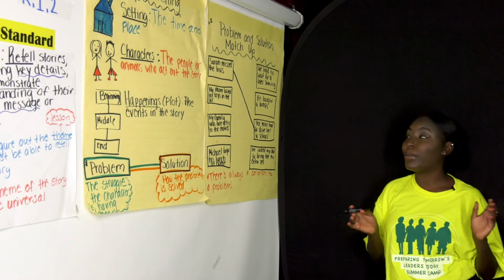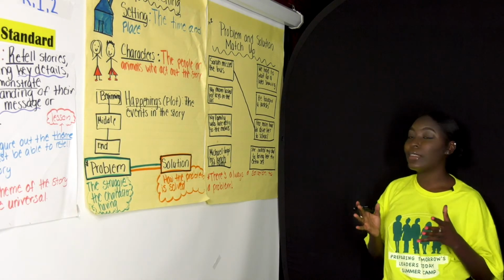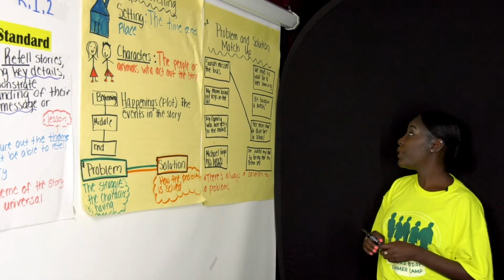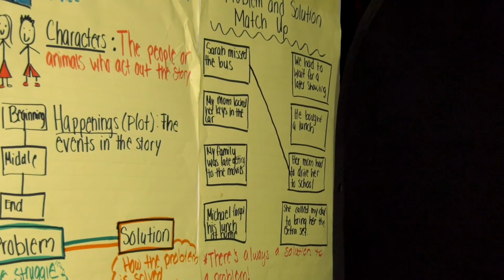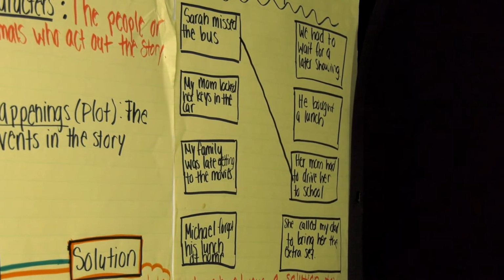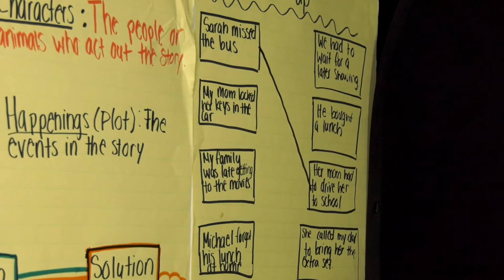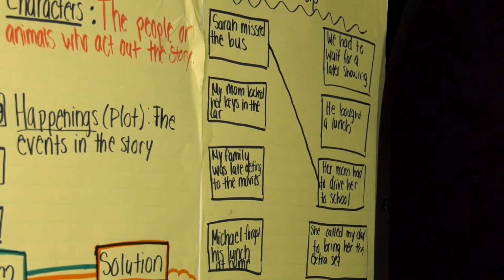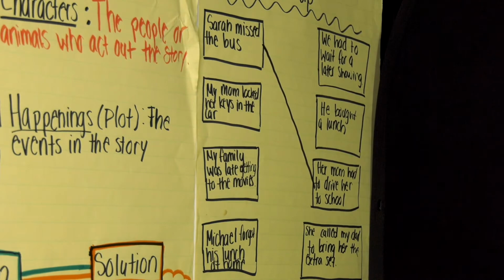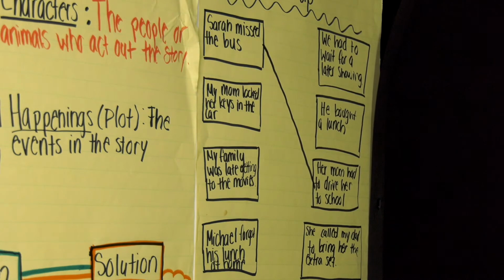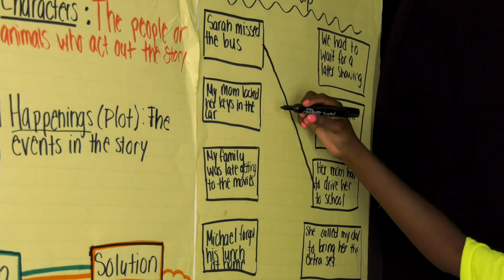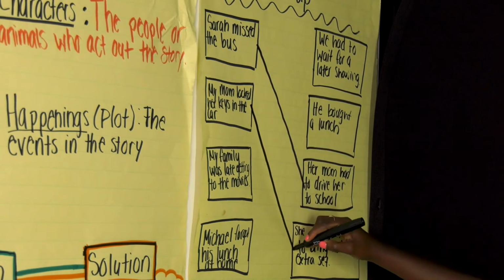The next problem is, my mom locked her keys in the car. Is it we had to wait for a later showing time? He bought a lunch? Or she called my dad to bring her the extra set? Think about that for a second, boys and girls. If you picked, she called my dad to bring her the extra set, you are correct. So let's go ahead and match that.